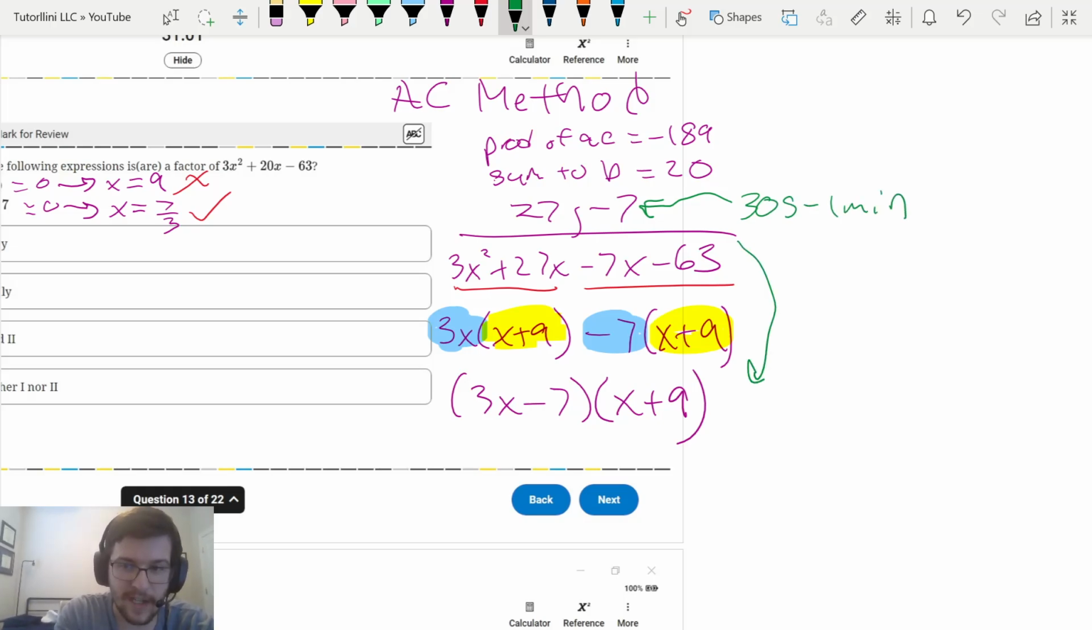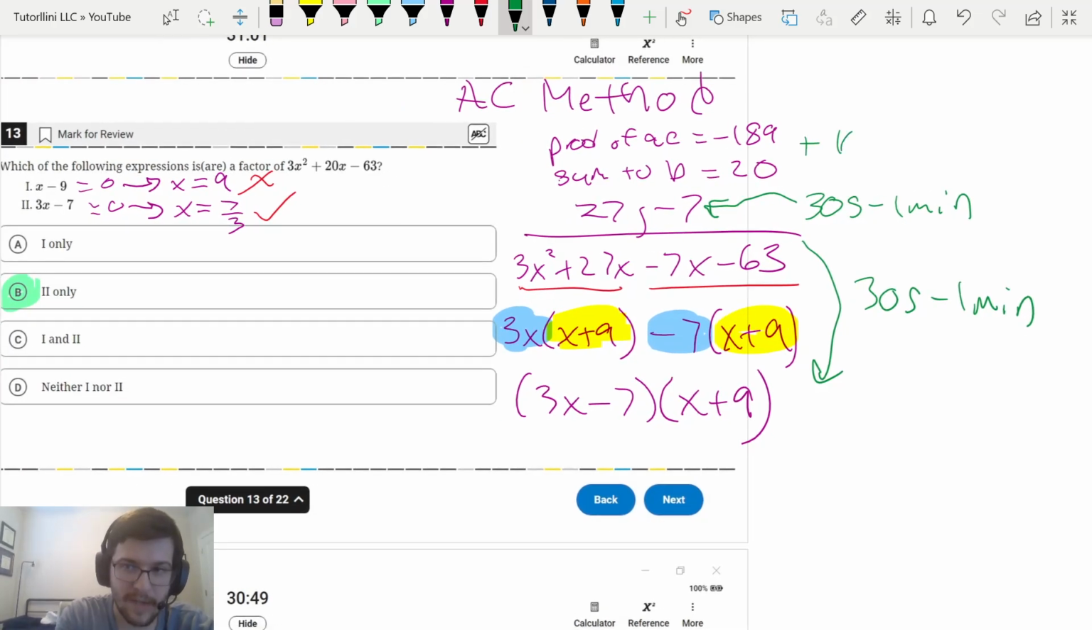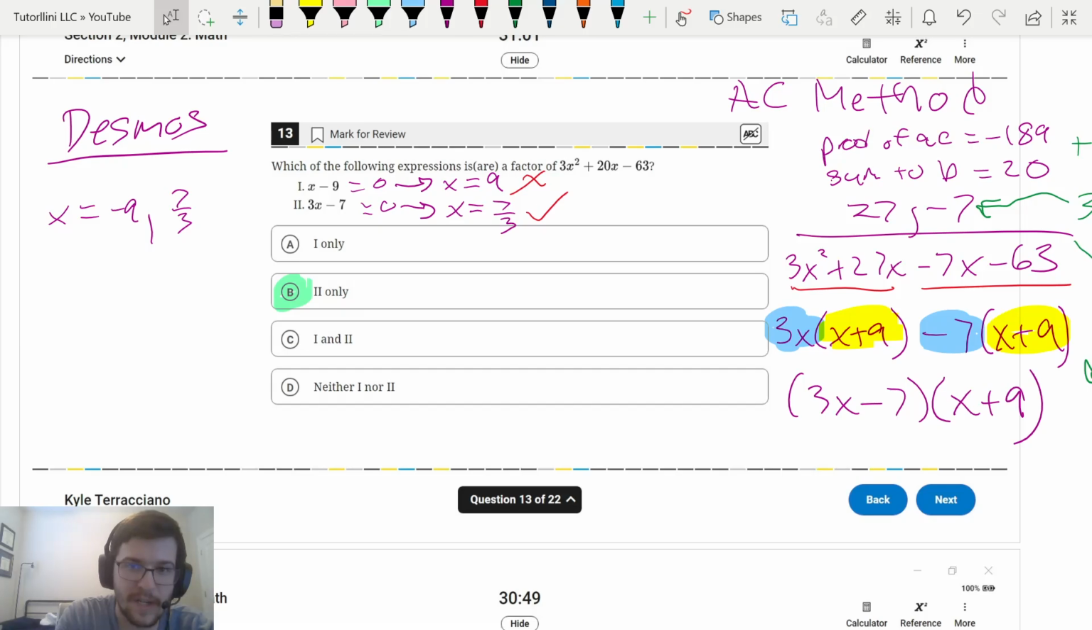And then you had to do the rest of this, which is going to take you another 30 seconds to a minute. Plus this part would probably be like 10 or 15 seconds. So I don't know, this question could take you like 1 to 3 minutes if you do it that way. But if you just use Desmos and you know that the x-intercepts are the zeros of the factors, then you can just guess and check and get this question very easily, like in about 30 seconds. So I think that's the best way to do it. So that's why I mentioned that.